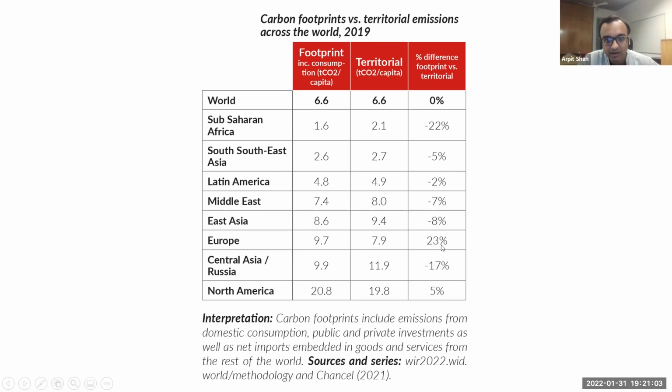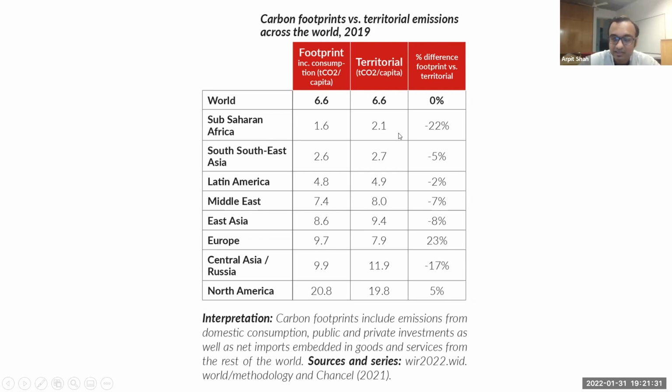All other parts of the world are negative, in the sense that India, for example, produces more carbon emissions than what people in India consume. So, which is basically that we are producing goods and services for the rest of the world and exporting it. Why is territorial emissions important to look at? This is because all the global agreements and negotiations that nations enter into, such as COP26 or the Paris Agreement, are based on territorial emissions.